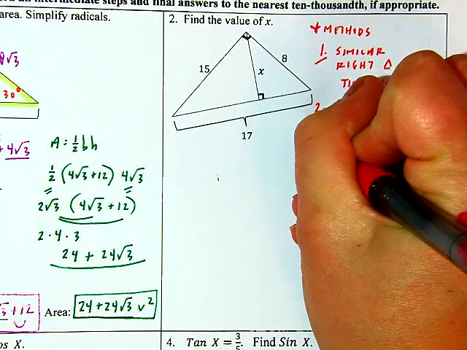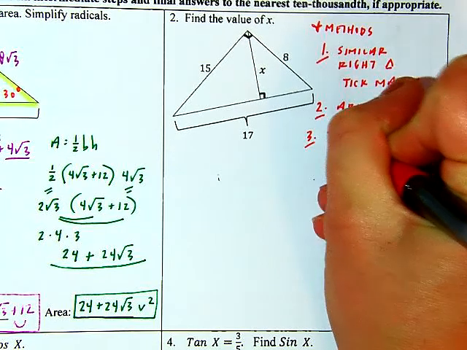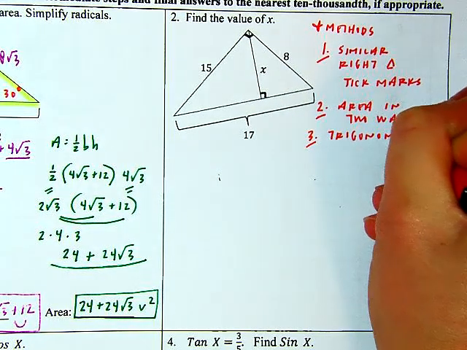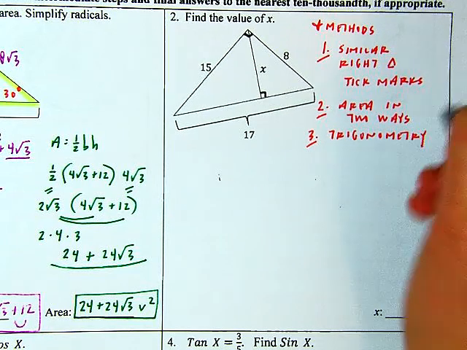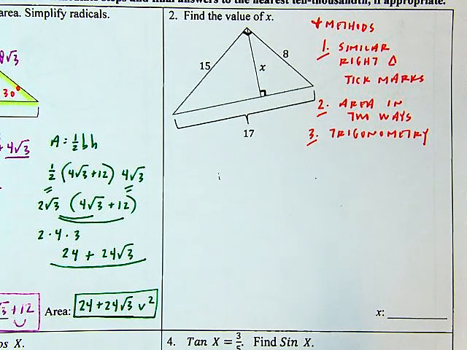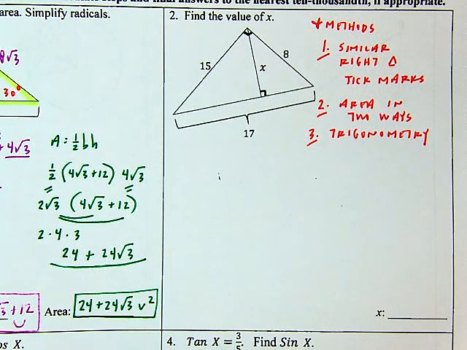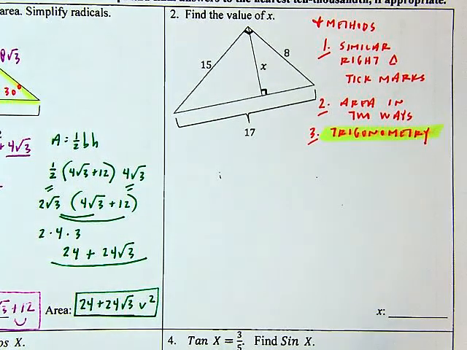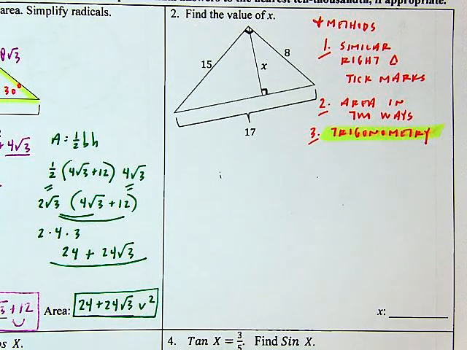A third way is really our current unit. We can use trigonometry. So I could use trigonometry to be able to get to X. All right, so let's say that I use trigonometry as my method because that is where we're at right now. So I want to show you how I can use that to connect the dots and get to X.